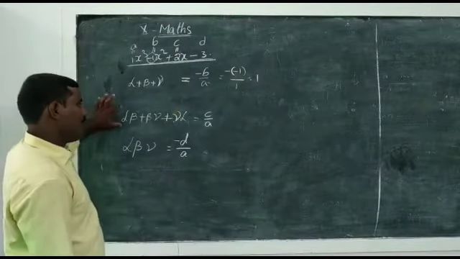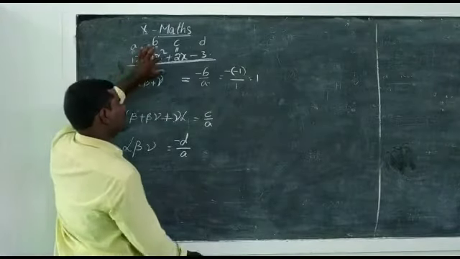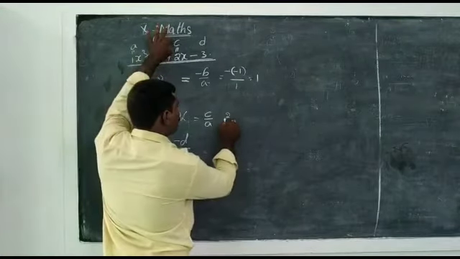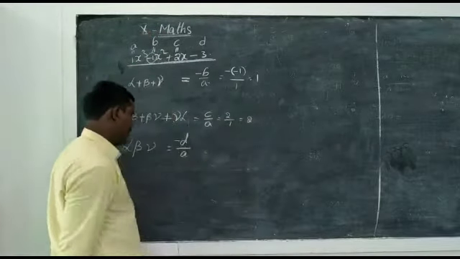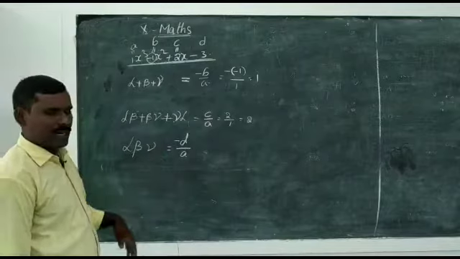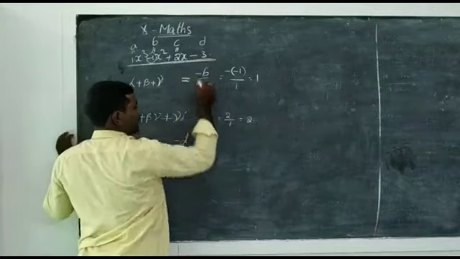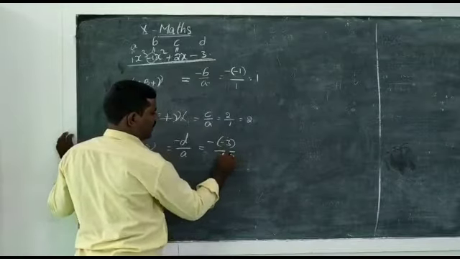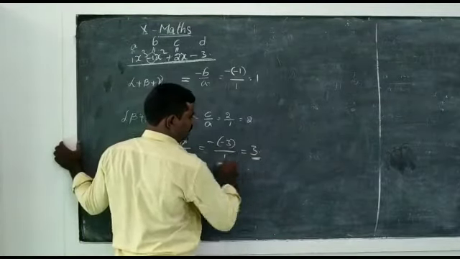Now we are going to alpha beta plus beta gamma plus gamma alpha. C by a. What is c? 2 by a, 1. That means it is 2. And alpha beta gamma. What is alpha beta gamma? Minus d. What is d? Minus 3 by a. A is 1. Minus into minus plus 3 by 1, it is 3.